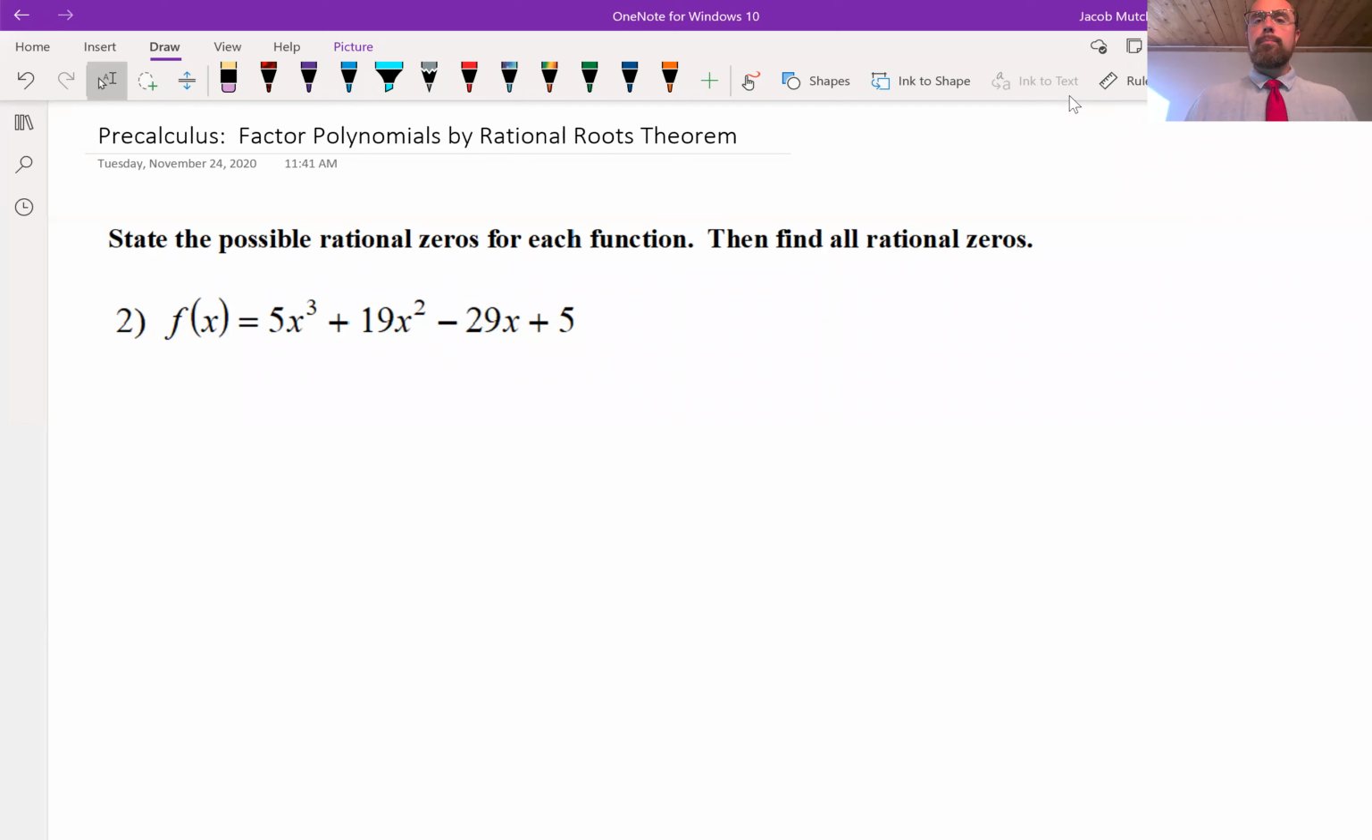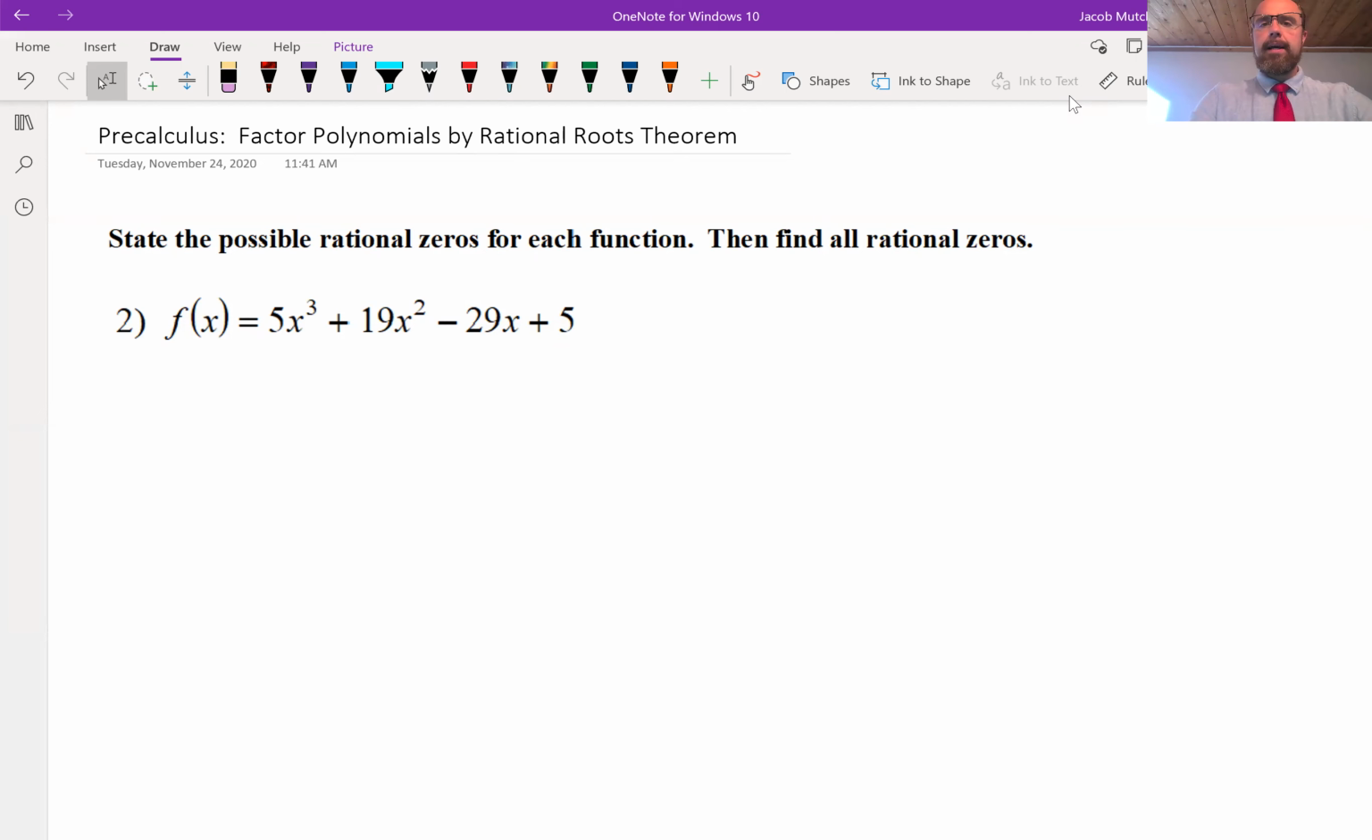Welcome to Pre-Calculus. Today we will investigate factoring polynomials by rational root theorem. We'll take a look at two examples. Our first polynomial function is f of x equals 5x cubed plus 19x squared minus 29x plus 5.